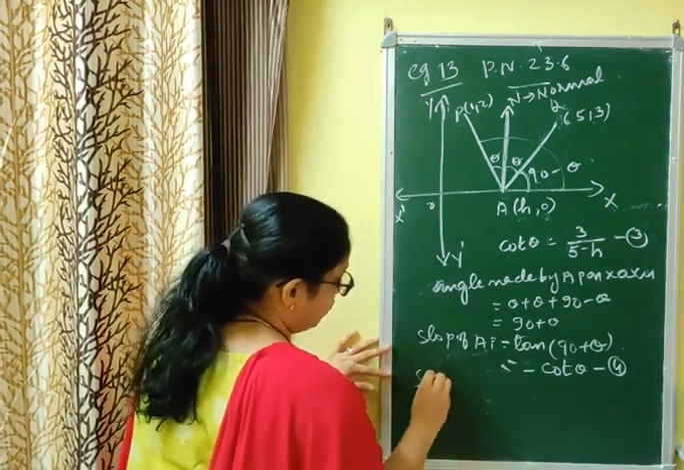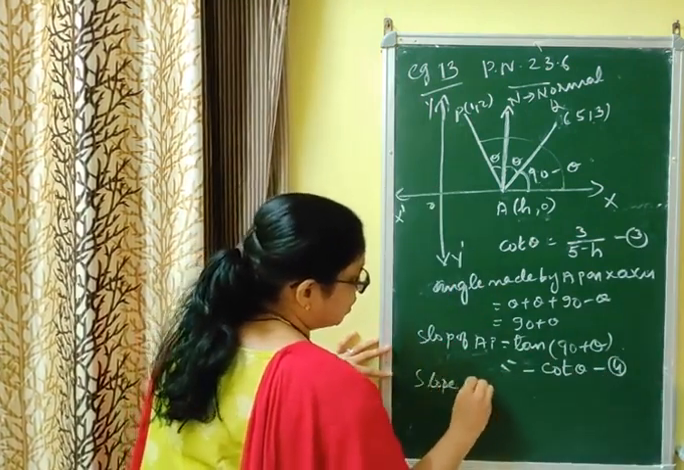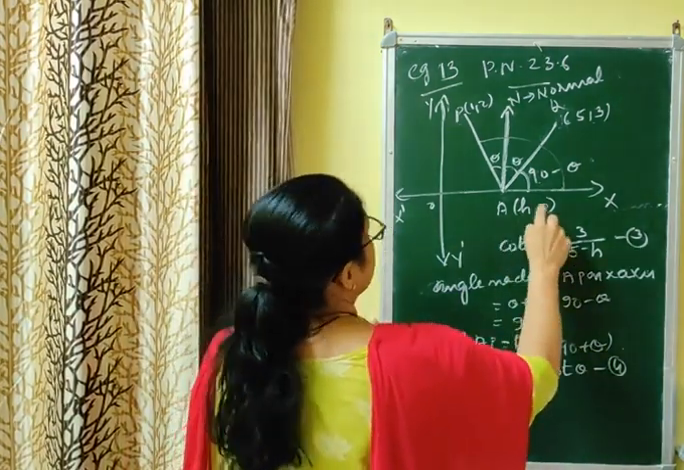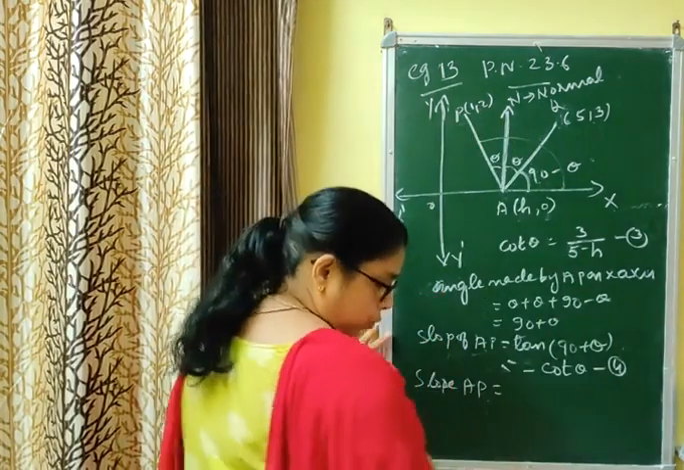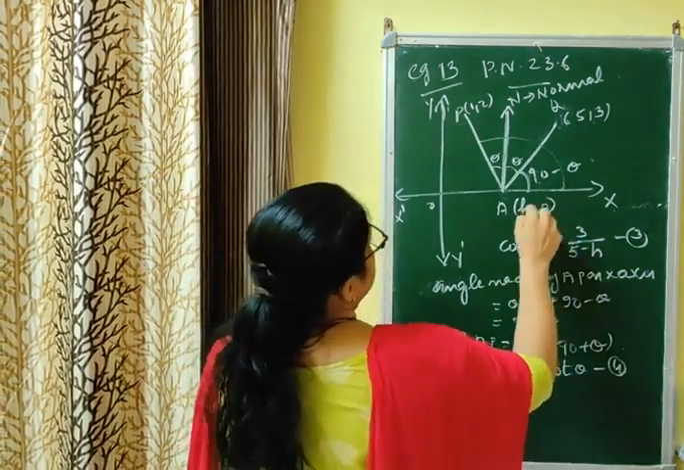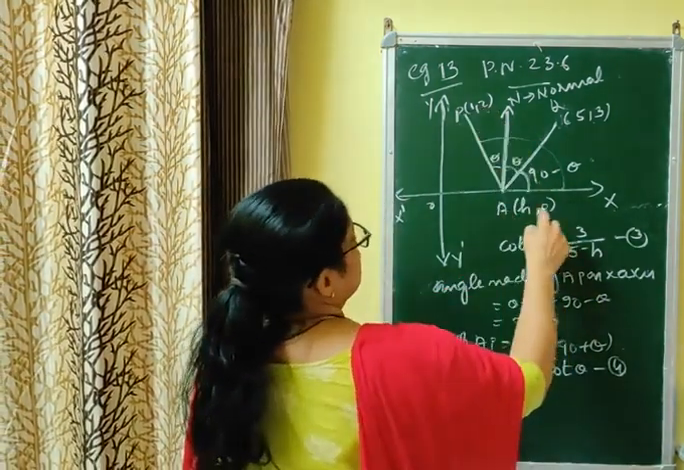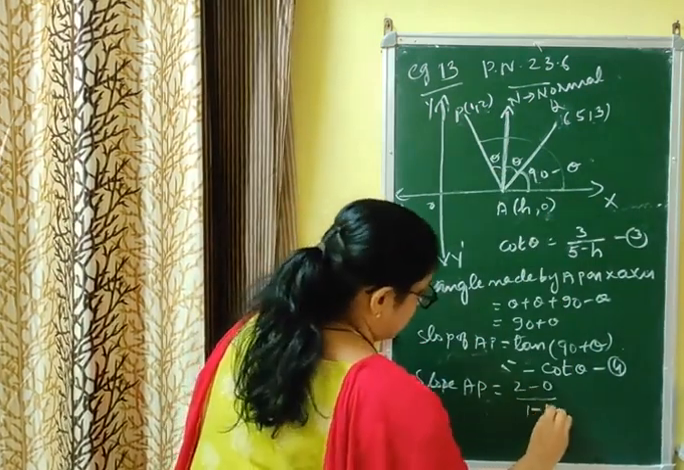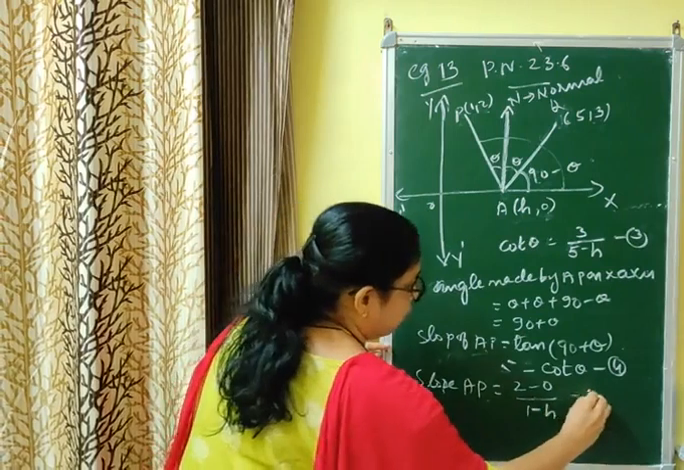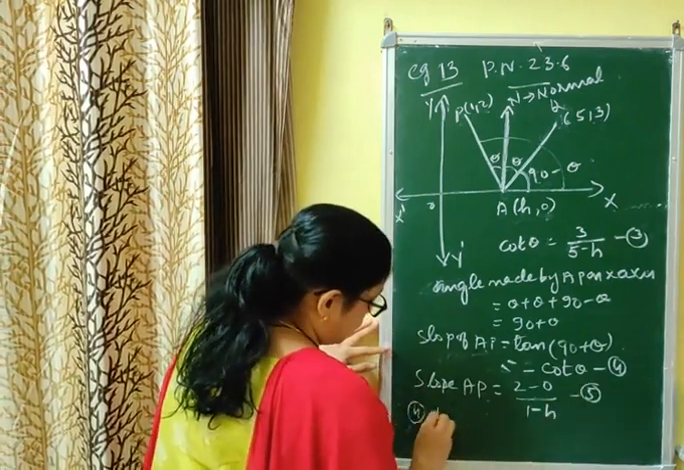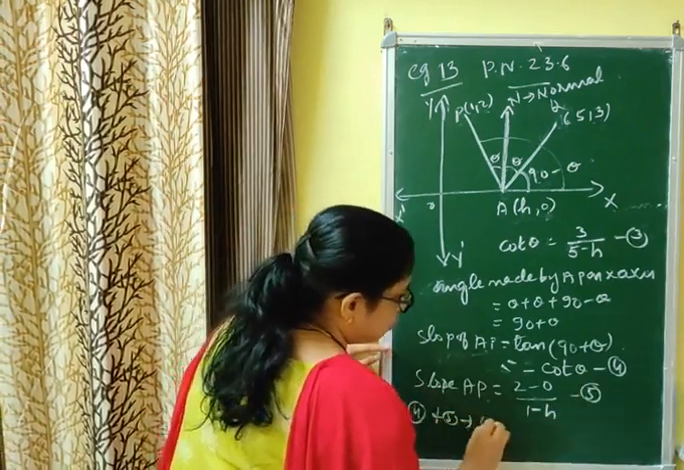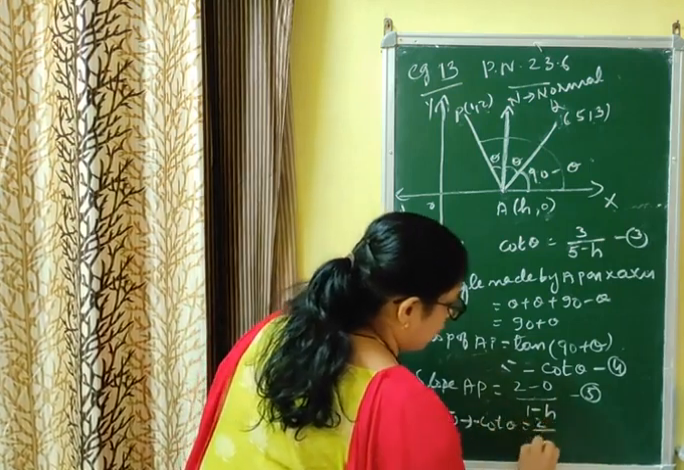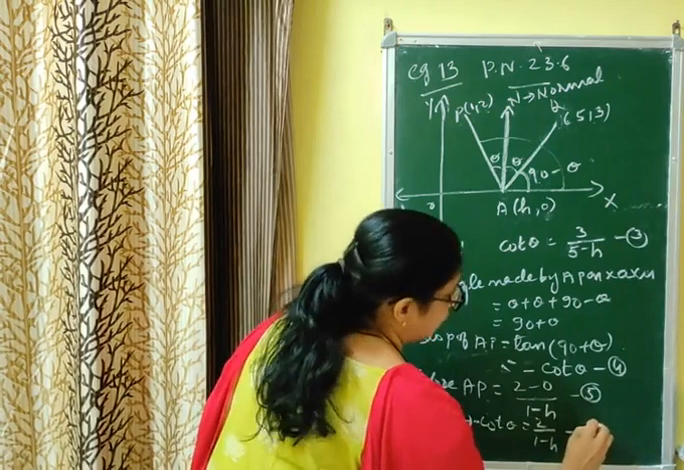Now the slope of AP can again be found using the formula y2 minus y1 upon x2 minus x1. This is x1 y1, this is x2 y2, whichever you take. That means 2 minus 0 upon 1 minus h, that is equation 5. 4 and 5 give minus cot theta is equal to 2 by 1 minus h. This is equation number 6.